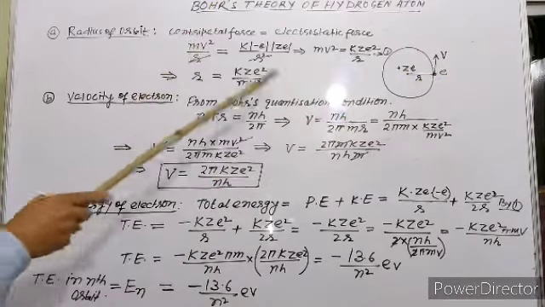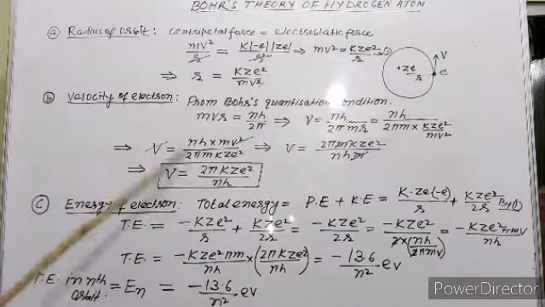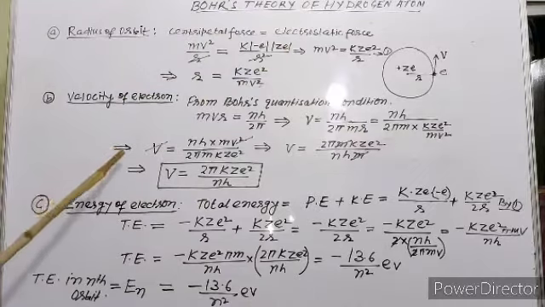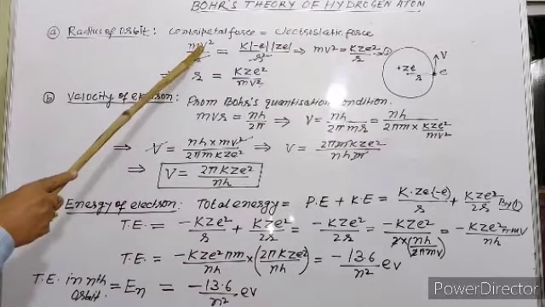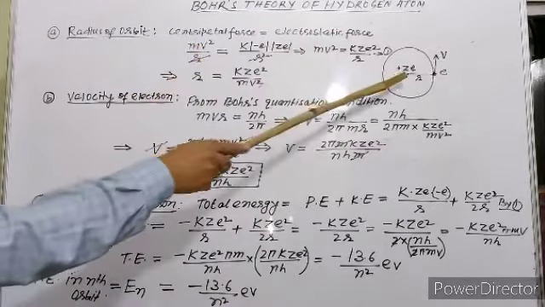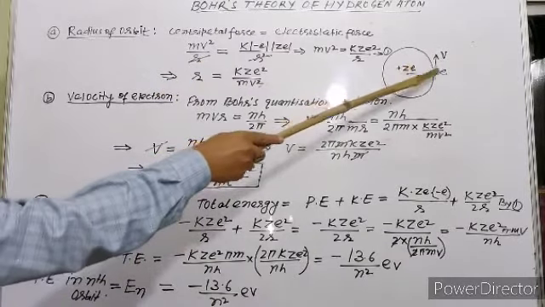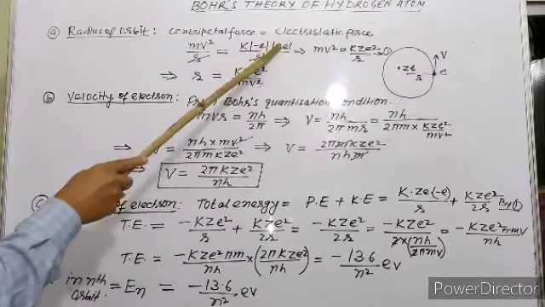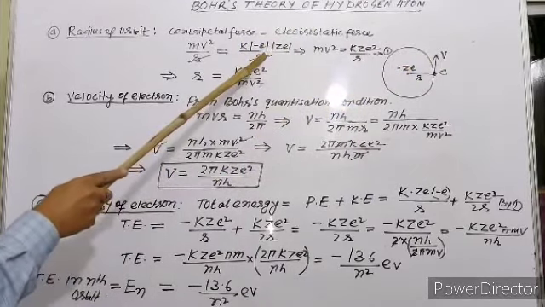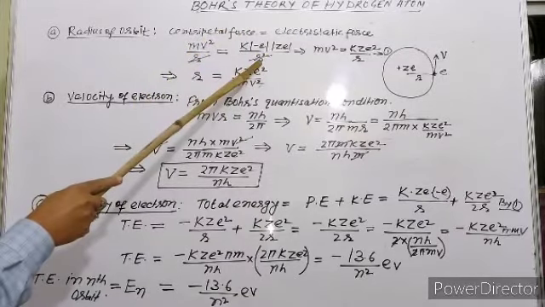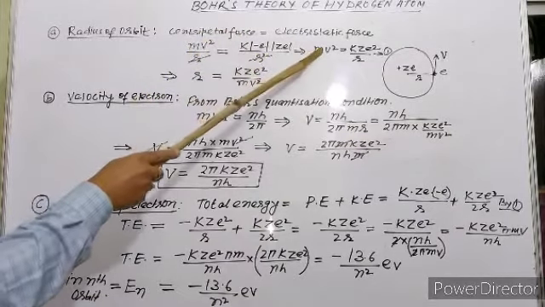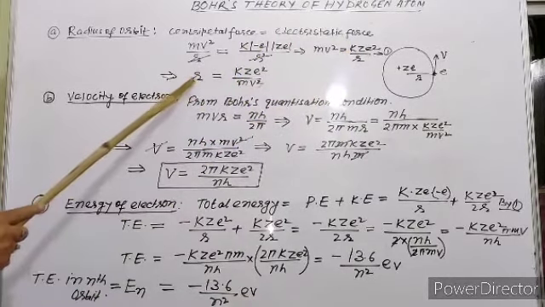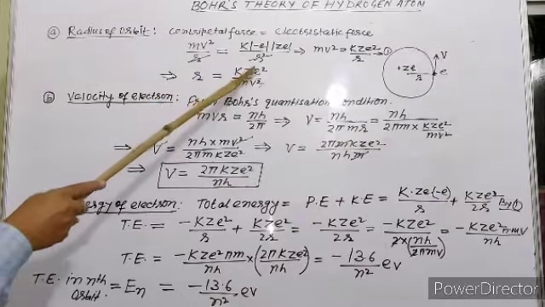So I have written here, if electron moves in an orbit, then centripetal force is equal to electrostatic force. Centripetal force you know, mv square by r, and electrostatic force k q1 into q2. So this is k q1, that is minus e, q2 is Ze, divided by r square. r will be cancelled. So mv square equals k Ze square by r. From here we can calculate r, k Ze square by mv square.